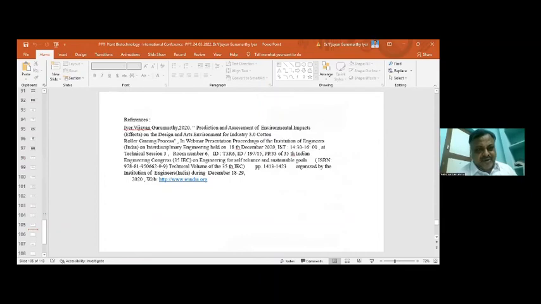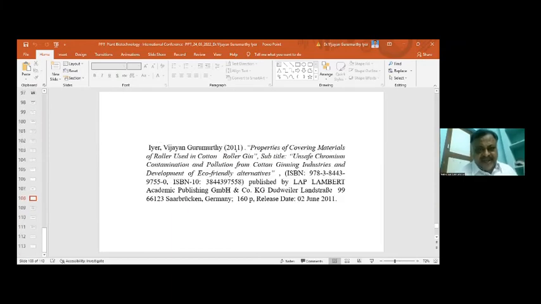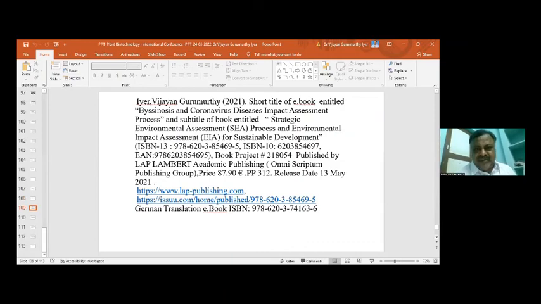Some of the references I would like to show are some of the references I have taken. Then, gastric, lung and oral cancer prevention through hazardous environmental impact assessment process, which was published by Lambert by myself. I am the author of the book. The other one concerns the properties of covering materials of rollers used in cotton roller ginning industries, unsafe chromium contamination and pollution from cotton ginning industries, and development of an eco-friendly alternative. This is also published by Lambert. And byssinosis and coronavirus disease impact assessment process, strategic environmental assessment process, and environmental impact assessment for sustainable development. This book was also published by Lambert in Germany.